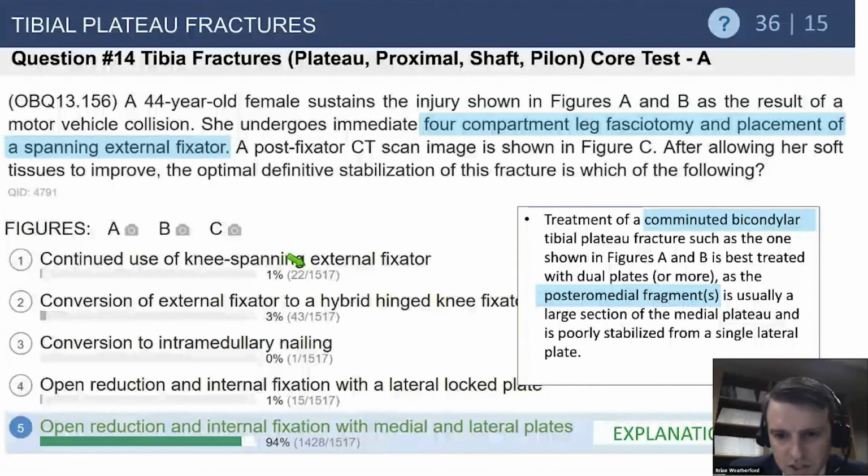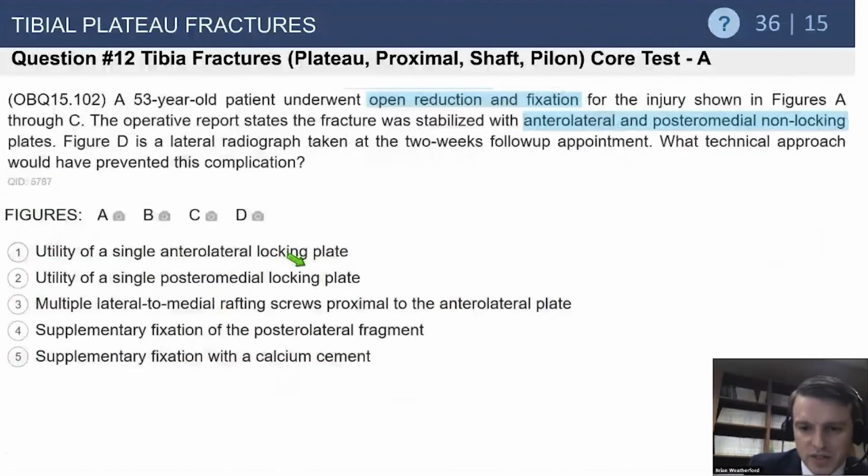A lot of these injuries have an associated posterior medial fracture fragment, and this contains a lot of the medial plateau articular surface. You want to carefully scrutinize that on your preoperative CT scan, which is typically obtained after the external fixator is placed. And then you want to attempt to stabilize this with a medial or posterior medial plate. Commonly, this fragment can be missed or poorly stabilized from a single lateral plate.